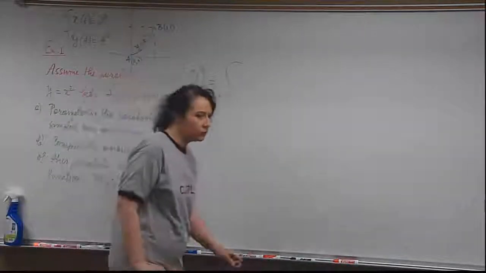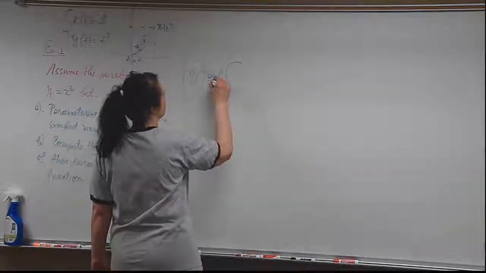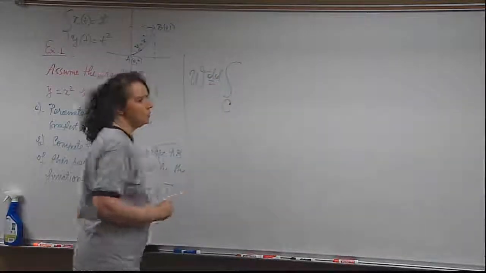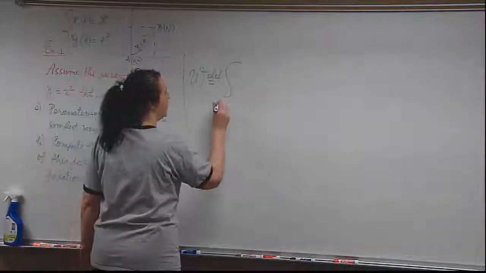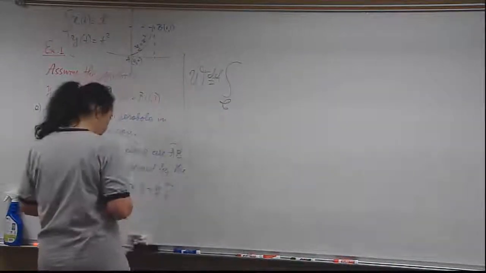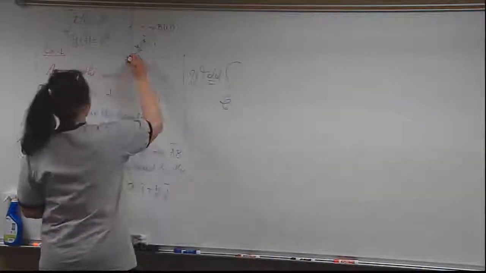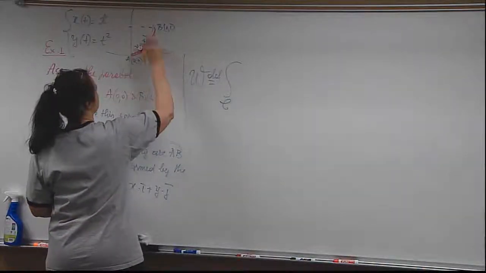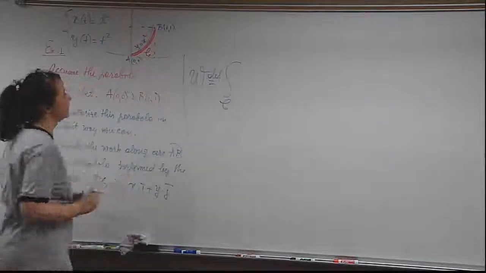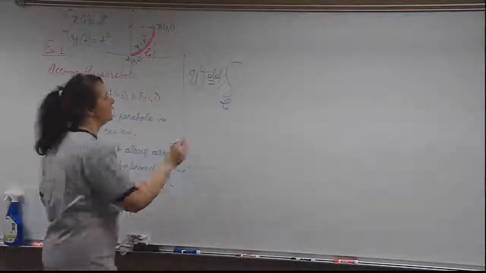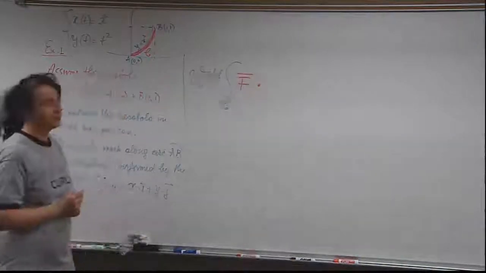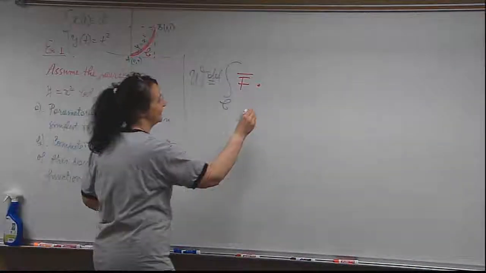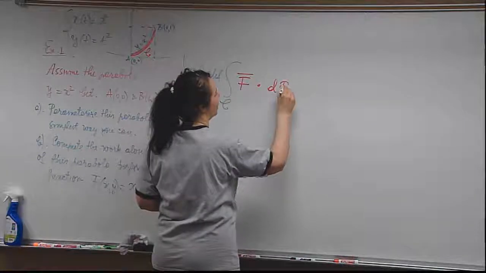When you write the work, by definition, it was written as the integral along the path C. Let's call this path C, a curvilinear path, script C. Let me make it in red and draw the C. Of what is work? F, force, may the force be with us, dot dr.